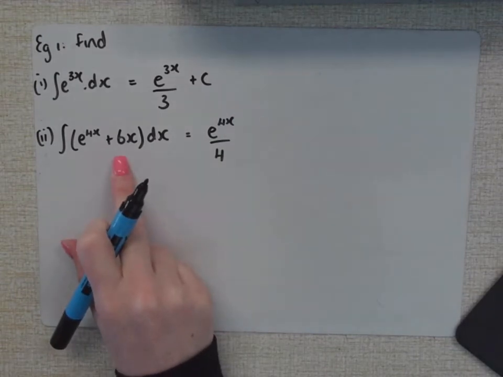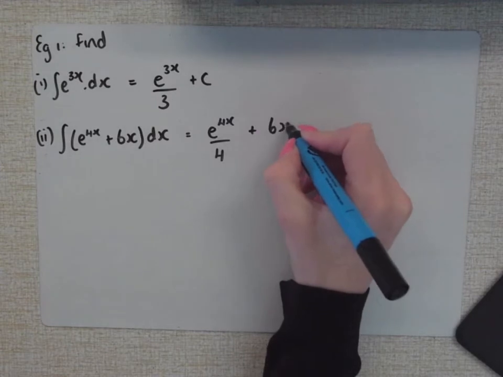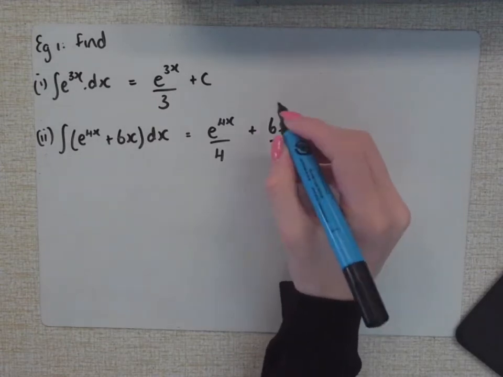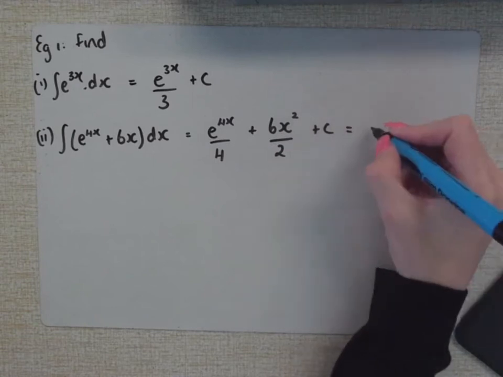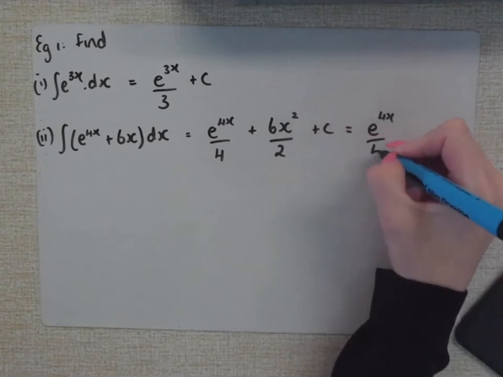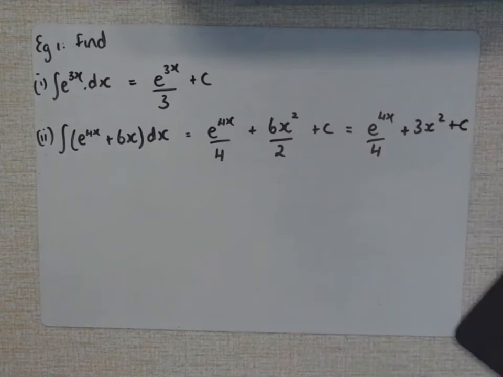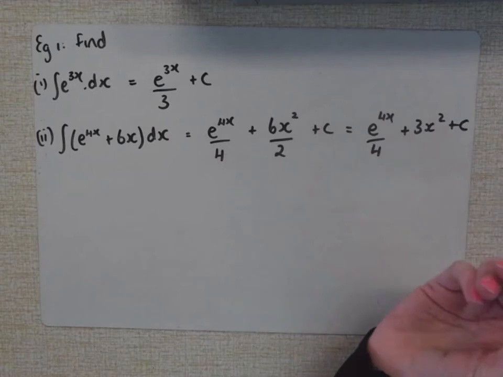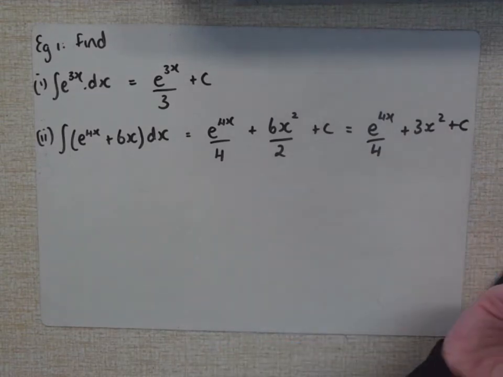Integrate 6x. Lovely. 6x squared over 2 plus c. Okay, so that's just going to be 3x squared plus c. Why did you put it over 3? That's what we learnt on Friday. So you increase the power by 1 and divide by the new power.